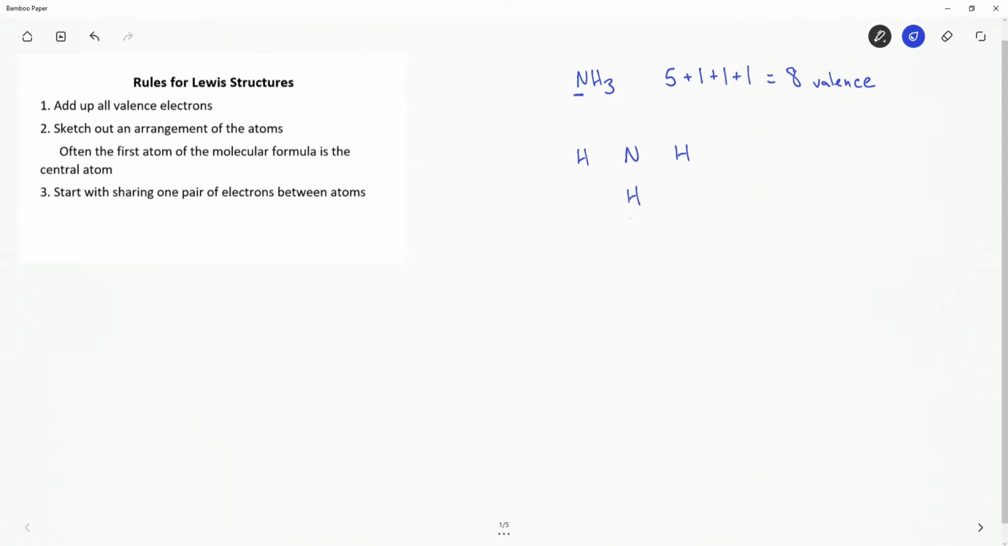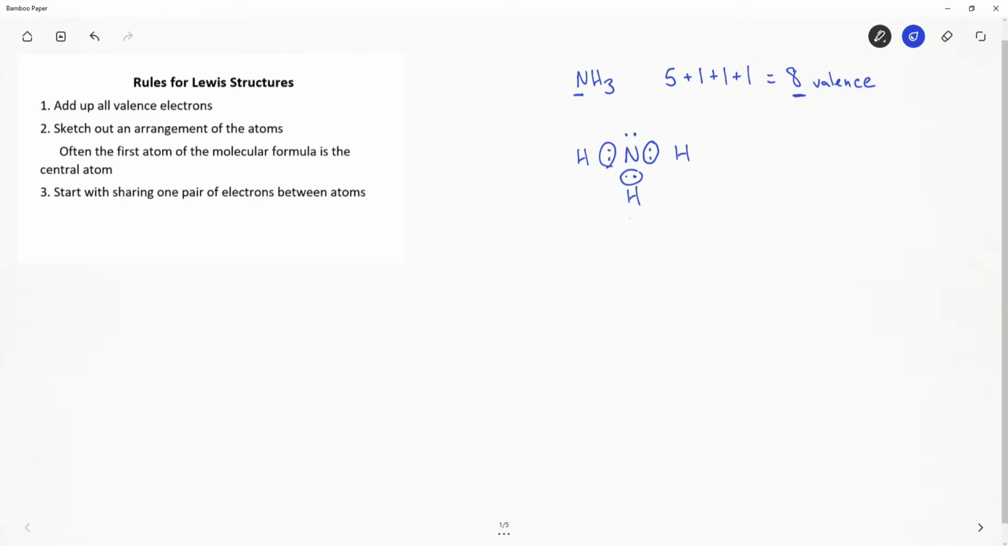Okay, on to step 3. I'm going to start by sharing one pair of electrons between atoms. So I'm going to put a pair of electrons here, a pair of electrons here, a pair of electrons here. Now I'm going to count up how many electrons I have used. I have used 2 here, 4, a total of 6 electrons, but I have 8. I can't just drop those 2 electrons. So I'm going to put a pair of electrons here around the nitrogen.